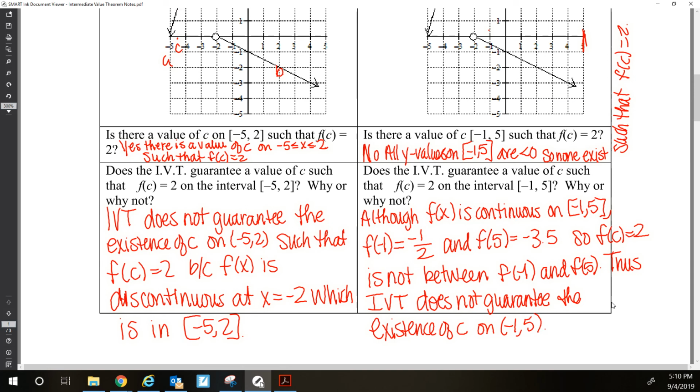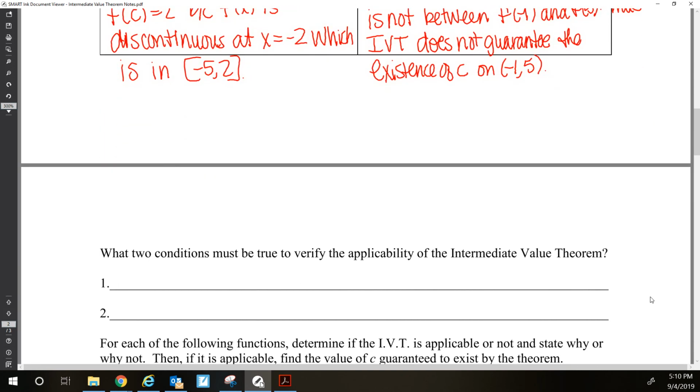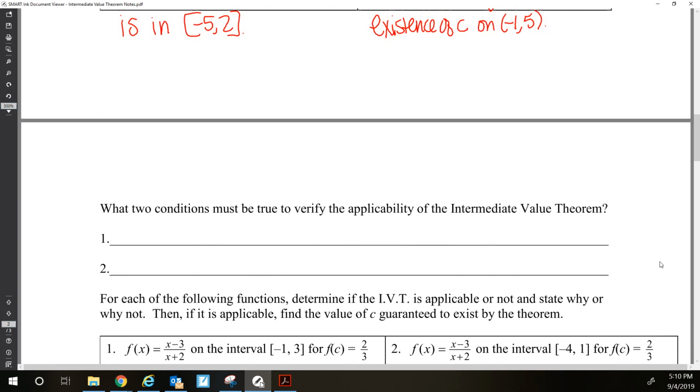All right, so think about these two. I want you to go ahead and pause your video. See if you can come up with, based off of what we just did, what two conditions must be true to verify the applicability of IVT. Sometimes part of it can be true and it exists, sometimes it doesn't. What has to exist in order for us to say, I'm going to use IVT to prove something?